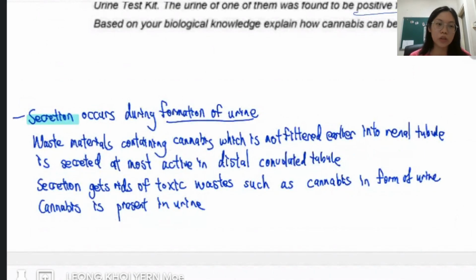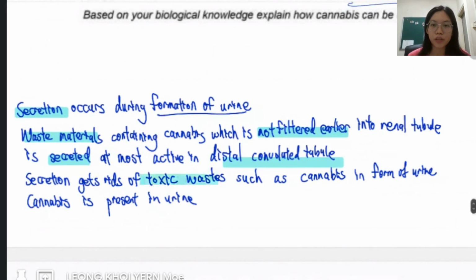So most importantly, you mention secretion. Why? Because waste materials which were not filtered earlier into the renal tubule will be secreted, most actively in the distal convoluted tubule. Secretion gets rid of toxic waste such as cannabis. So it is present in the urine. That's why it's present in the urine.